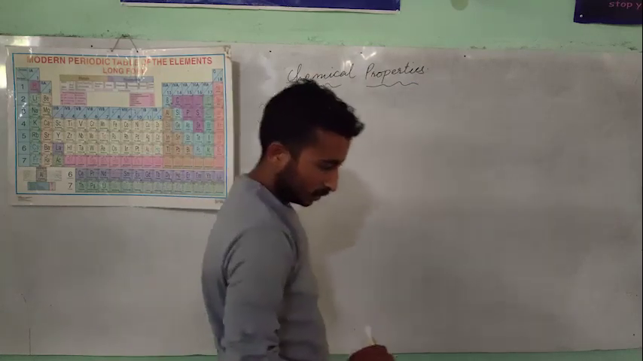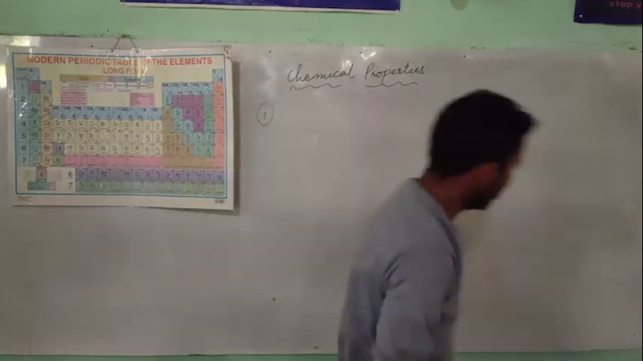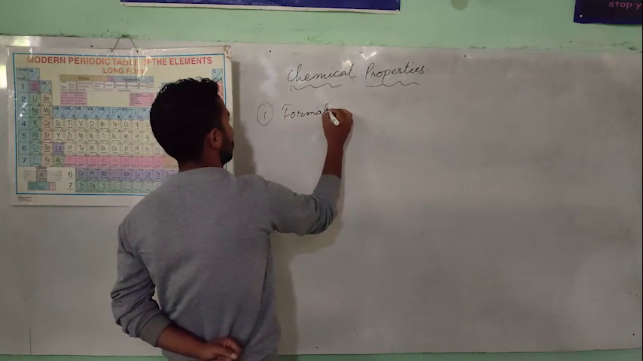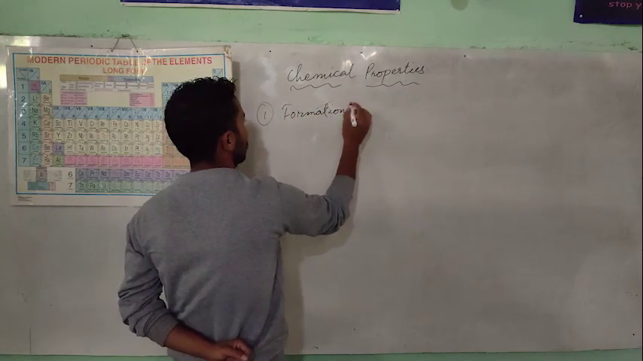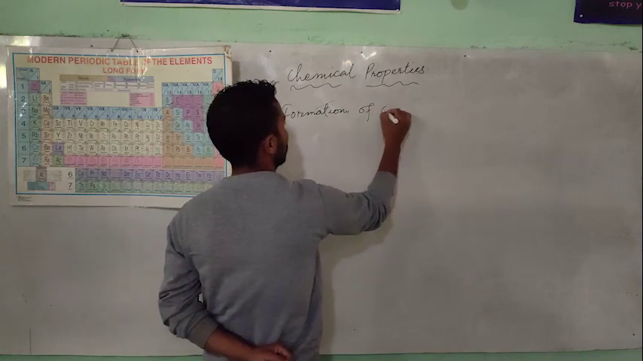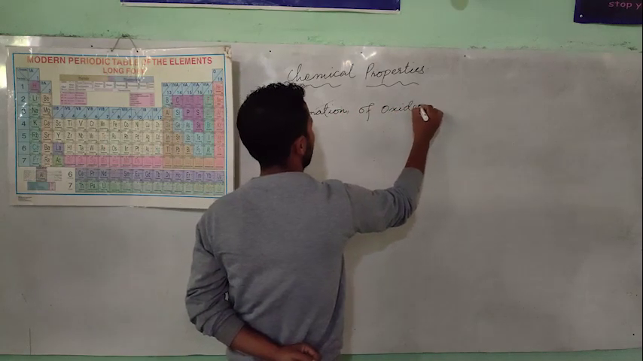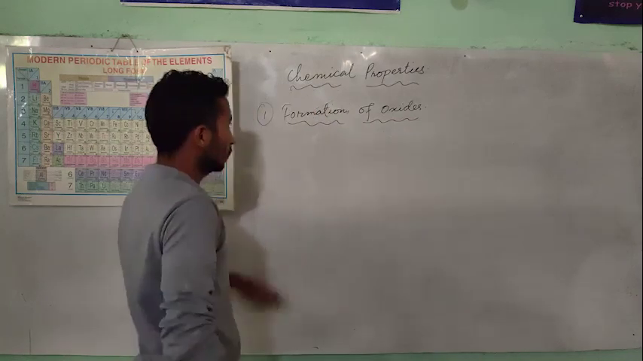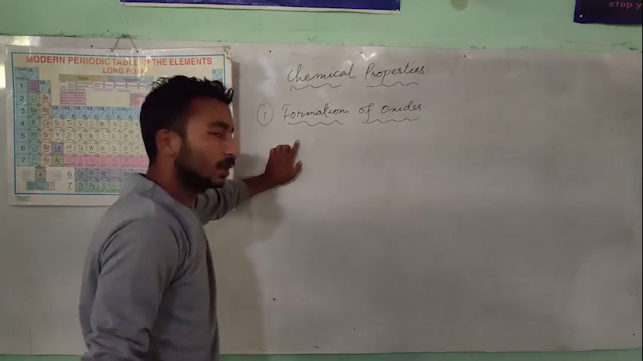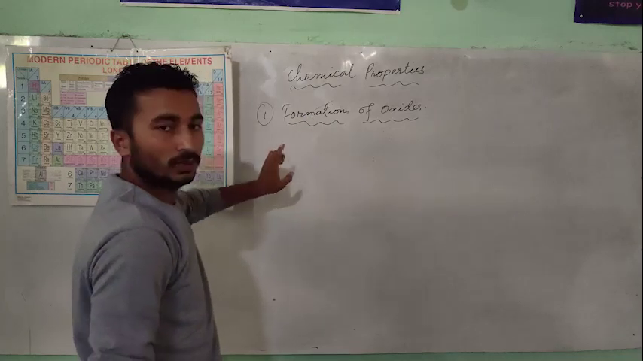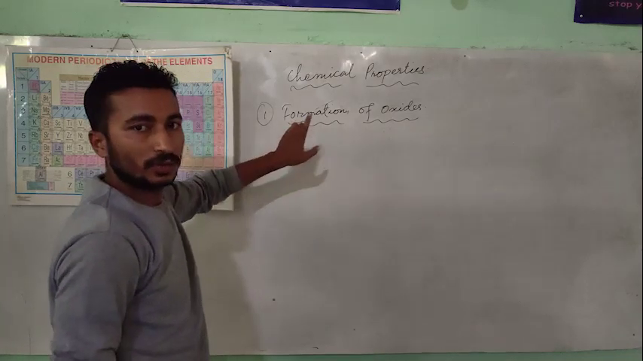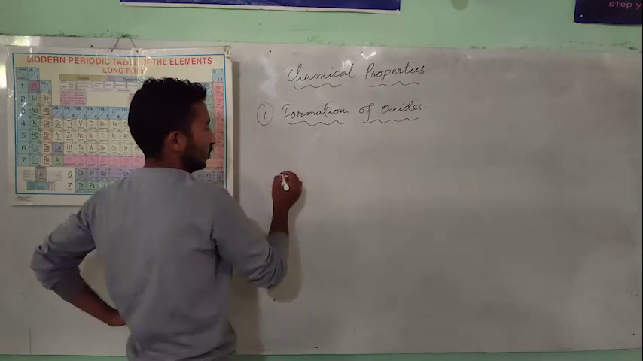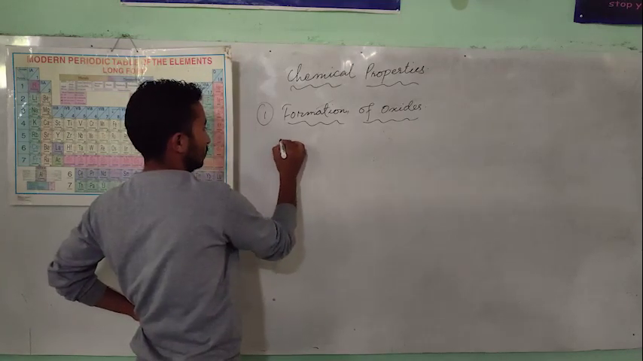Property number 1: formation of oxides. Formation of oxides means what happens when a metal reacts with oxygen and what happens when a non-metal reacts with oxygen. So first of all, let's discuss formation of oxides for metals.